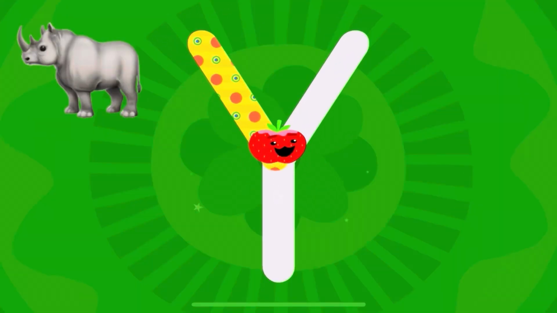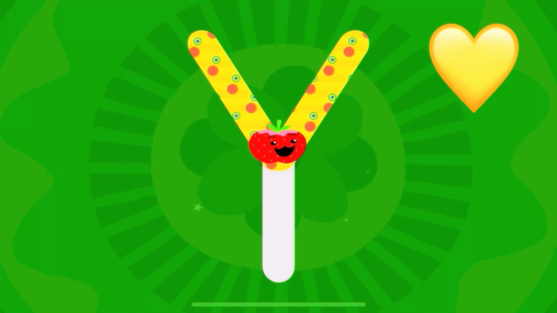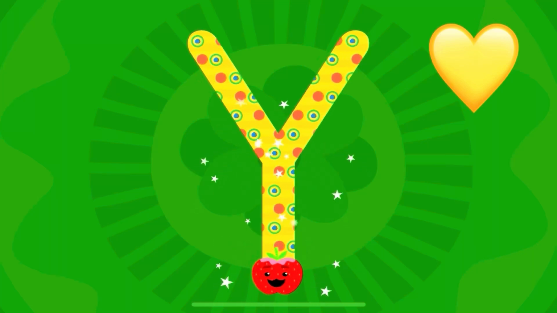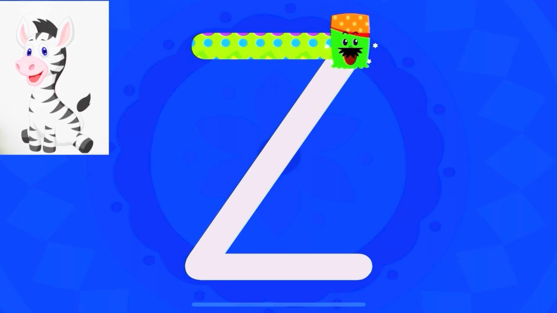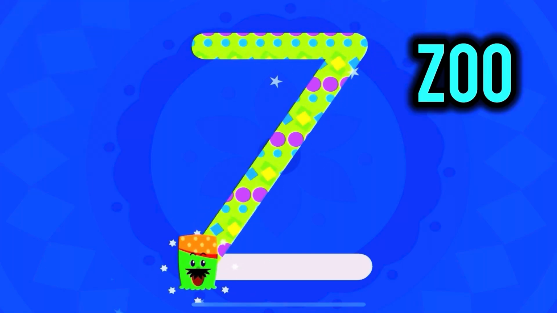Y is for yak, Y, yak. Y is for yellow, Y, yellow. Z is for zebra, Z, zebra. Z is for zoo, Z, zoo.